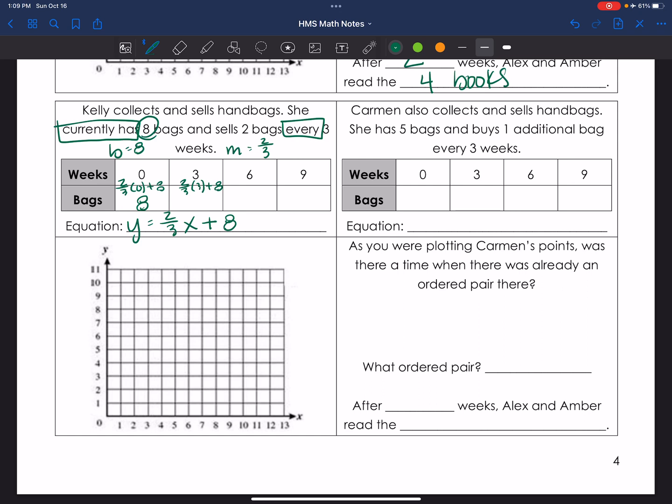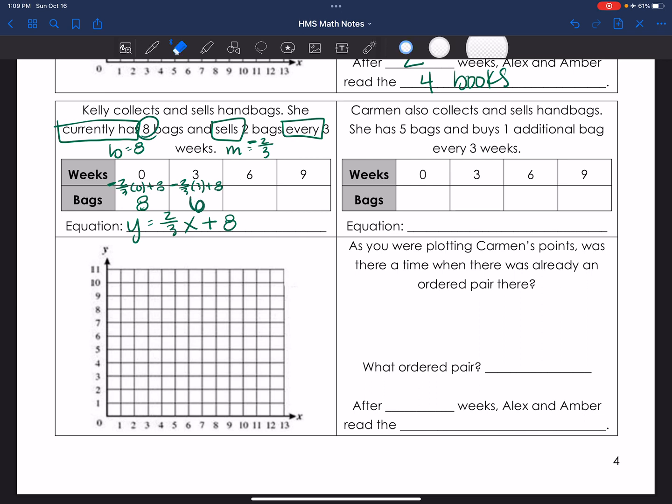Oh no. She sells. Dagnabbit, guys. This should be negative. My first one doesn't change, but my second one definitely does. So negative 2/3 times 3 plus 8. Negative 2/3 times 3 equals negative 2. Negative 2 plus 8 equals 6.